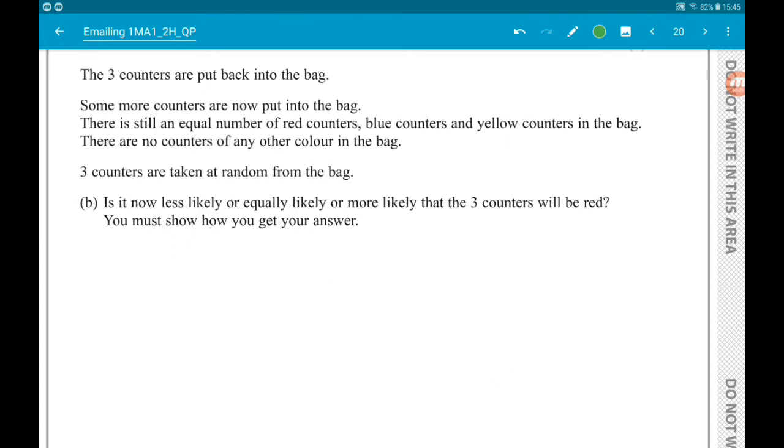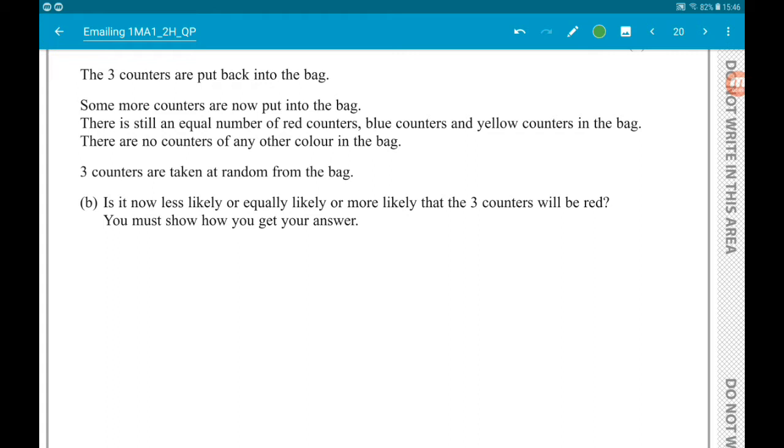Okay, then for part B, those 3 counters are put back into the bag. Some more counters are added to the bag. There are still the same number of red, yellow, and blue. There are still no other colours in the bag. 3 counters are again taken at random from the bag. Part B asks, is it now more likely, equally likely, or less likely that all 3 are red?